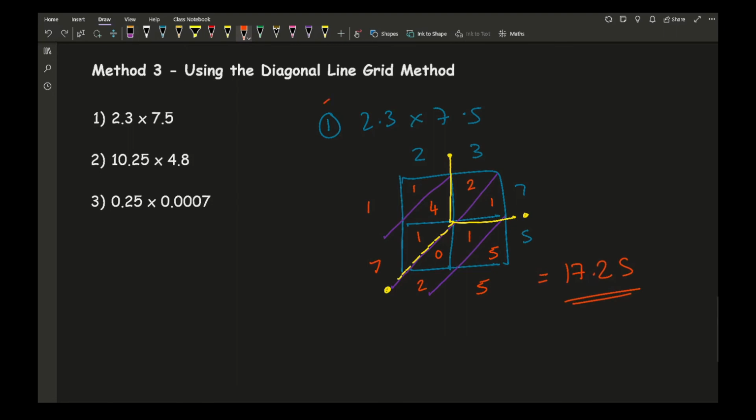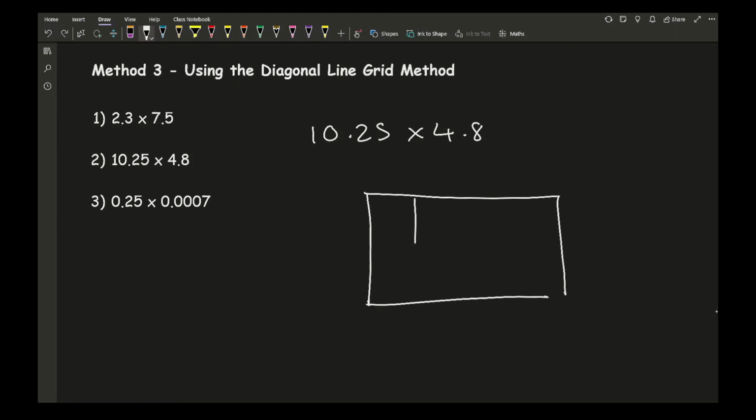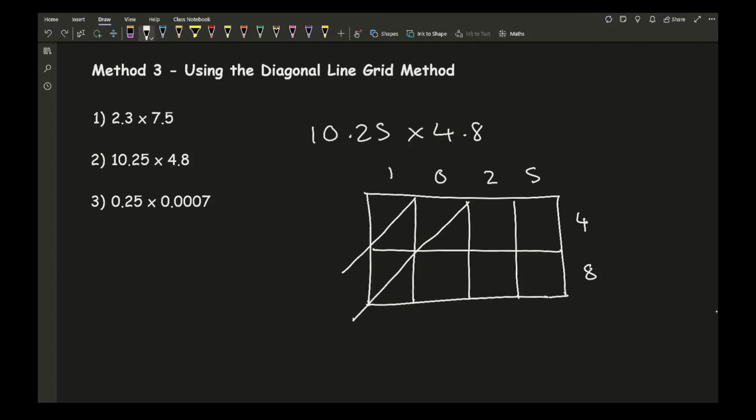For number 2, we'll do exactly the same. So here I've got 10.2 times 4.8. So I'm going to draw my grid. And I've got 1, 0, 2, 5. And I've got 4, 8. And again, I'm just going to try to be as neat as I can. You might find that if your squares aren't squares, your diagonal lines go a little bit skew-iff.